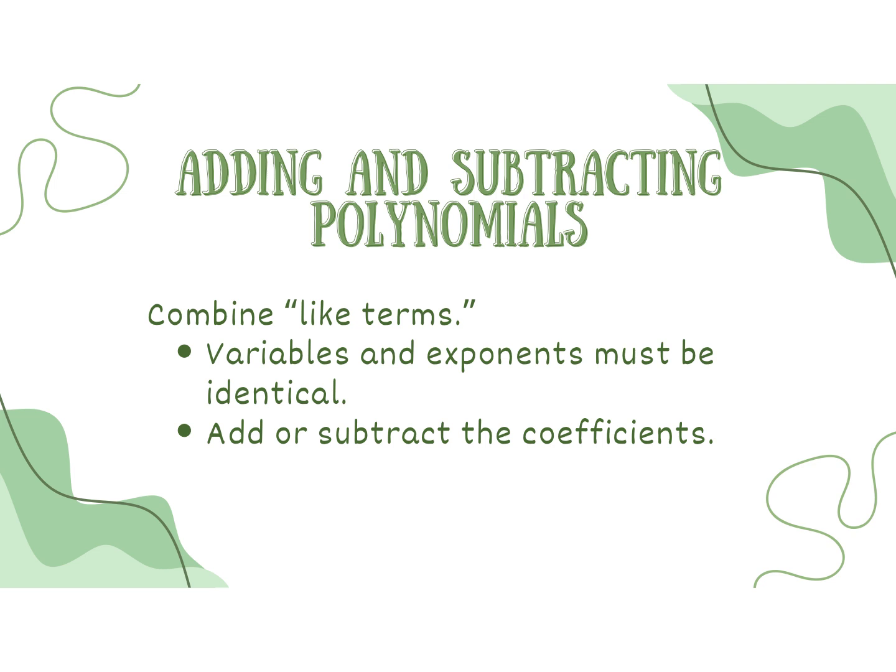To add and subtract polynomials, we combine like terms. So ignoring the coefficient, the variables and the exponents must be exactly the same. So exact same variable, exact same exponent over those variables. And then all you do is you combine the coefficients, whether it's adding or subtracting, whatever sign you see.